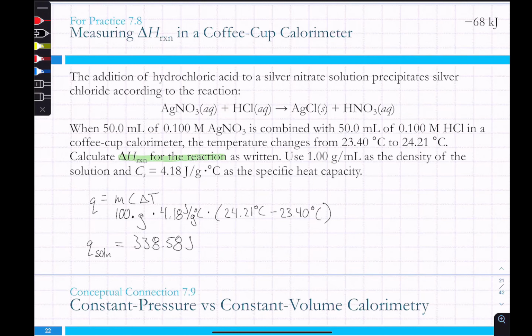And so all that heat, since it's coming from, let me see, I'll write it like this, Q of reaction. So it's all coming from the reaction. So this is the negative Q of solution. So if I plug in, Q of reaction equals negative 338.58 joules.